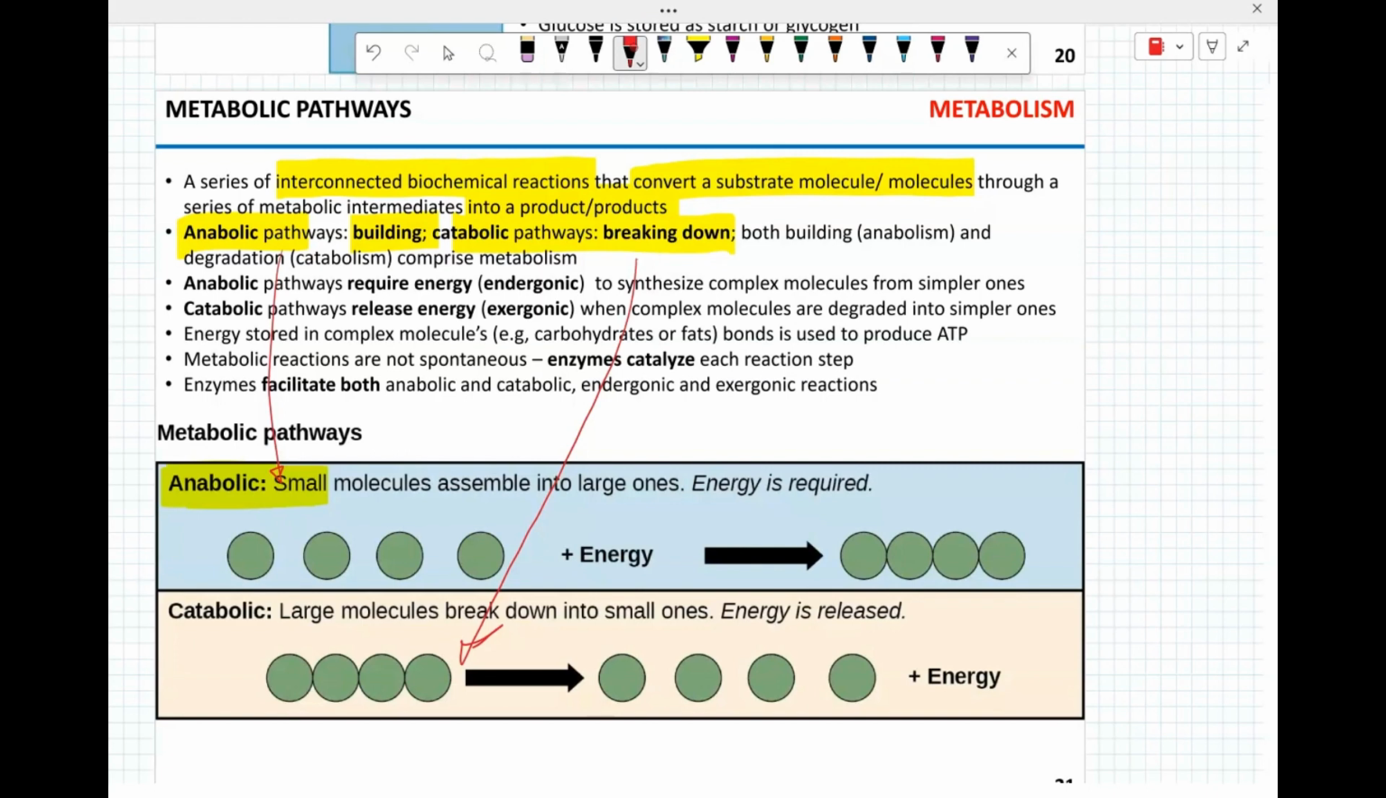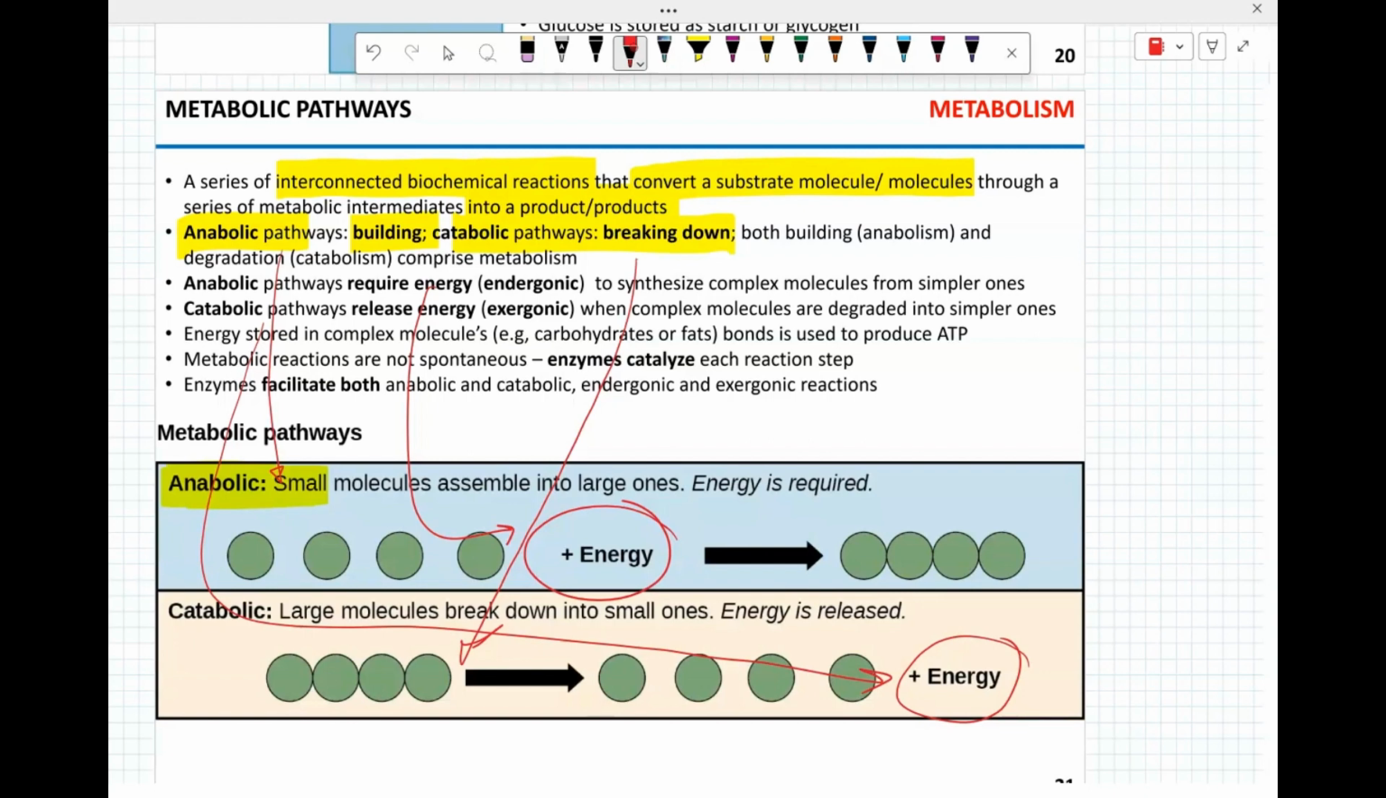For the most part, anabolic pathways require energy and therefore are called endergonic. Energy is required to synthesize a complex molecule from the smaller subunits. Catabolic processes, on the other hand, usually release energy and therefore are called exergonic. When complex molecules are degraded into their building blocks, these processes usually release energy.